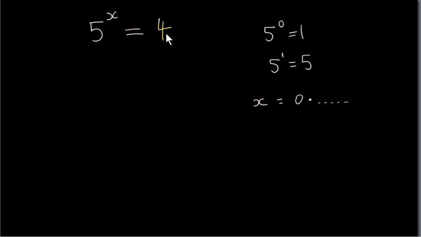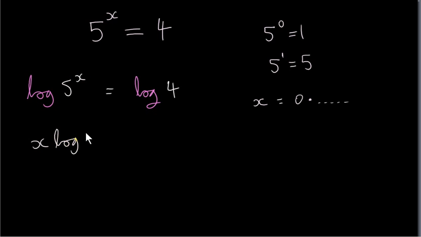Now the way we solve an equation like this is we get the log of both sides. So I'll highlight that here. So we get the log of 5 to the power of x, and it must equal the log of 4. Then we use one of the rules that was covered in the previous video. If we have the log of something raised to a power, then we can multiply in front by that power. So this becomes x log of 5 equals log of 4.